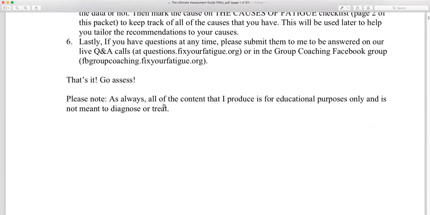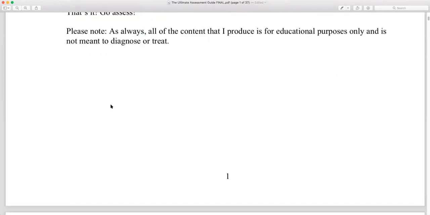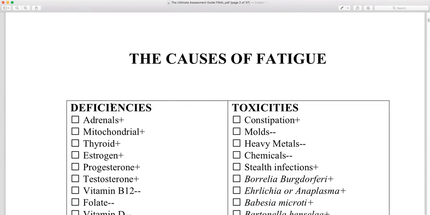And of course, as always, all the content that I produce is for educational purposes only and is not meant to diagnose and treat. So this is the list of the causes of fatigue.